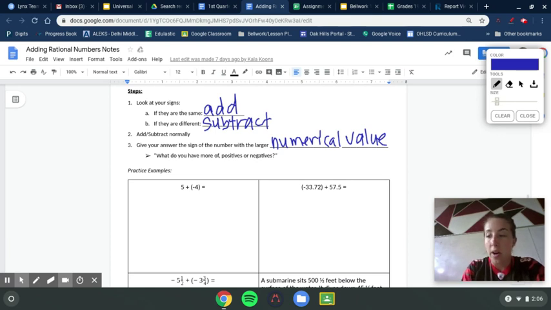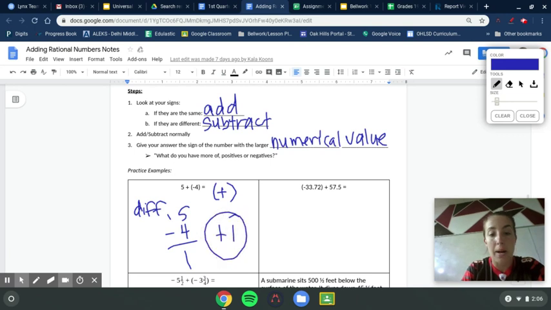Okay, so if I look here, 5 plus -4, the 5 is a bigger value and the 5 is positive, so I know that my answer has to be positive no matter what. Then I'm going to look at the signs. The signs are different. Since the signs are different, that means I have to subtract those values. So 5 minus 4 is going to give me 1, which means my final answer is going to be a +1.